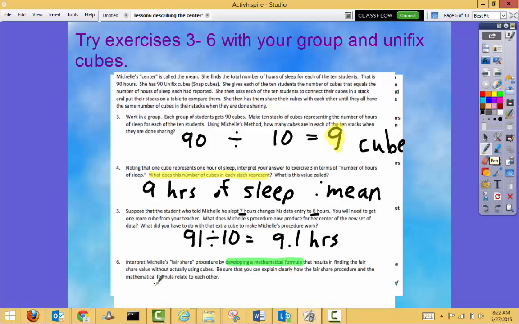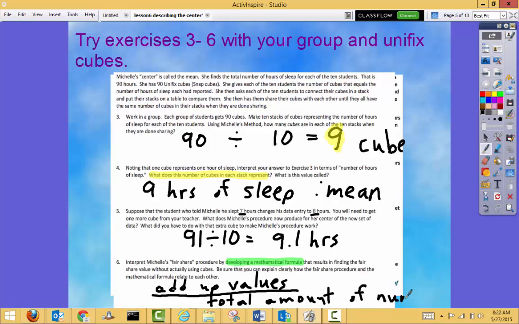So what did I do here? Well, I add up all my values. And then I divide by the total amount of numbers, or the total amount of numbers added? So we don't actually have a mathematical formula like we do in our geometry units, like area equals base times height. We just have this phrase, this setup. We add up all the values, and we divide by the total amount of numbers.